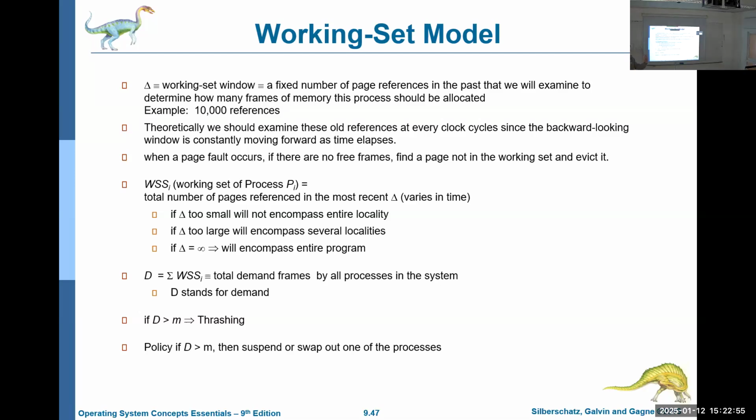That's the theoretical concept. When a page fault occurs, if there are no free frames, find a page not in the working set and evict it. In other words, we'll look at the 10,000 references and see that we have pages 1, 2, and 3. But page 4 is still allocated to us because it used to be in our window. We'll get rid of it. You can even improve it: we'll just look at the 10,000 and immediately remove it, even if there isn't a page fault. We'll just say, remove 4. Why are we keeping it around? We haven't used it in 10,000 references.